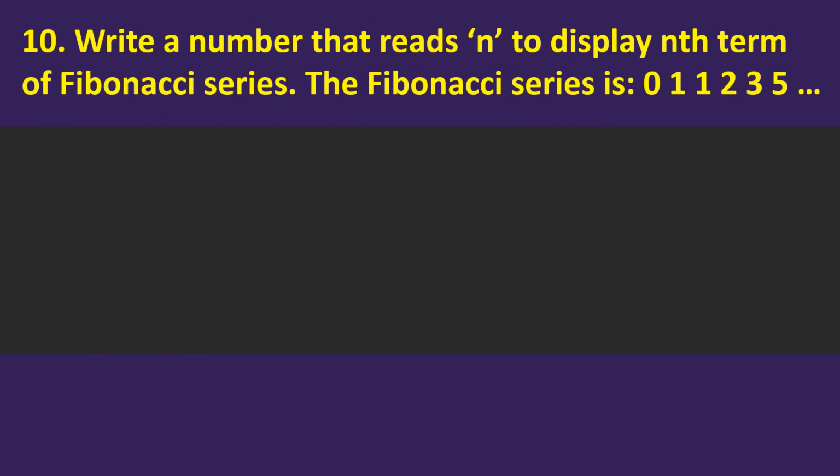Now write a program that reads n to display the nth term of the Fibonacci series. The Fibonacci series is 0, 1, 1, 2, 3, 5 like this. As you know, in the Fibonacci series each number is the sum of its previous two numbers, and the initial values of the Fibonacci series are 0 and 1. The next term is the addition of these two terms, that is 1. Next is 2, as the addition of the previous two terms. So like this your series will continue.